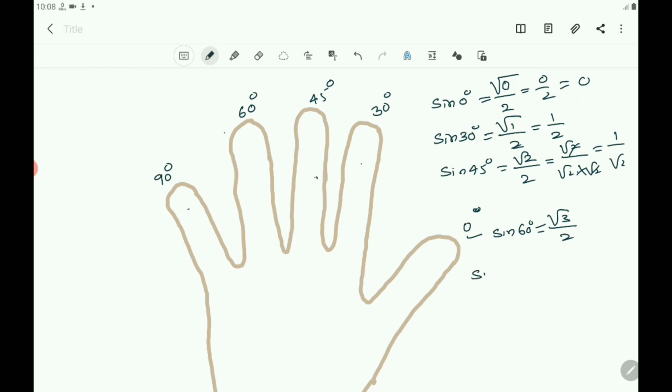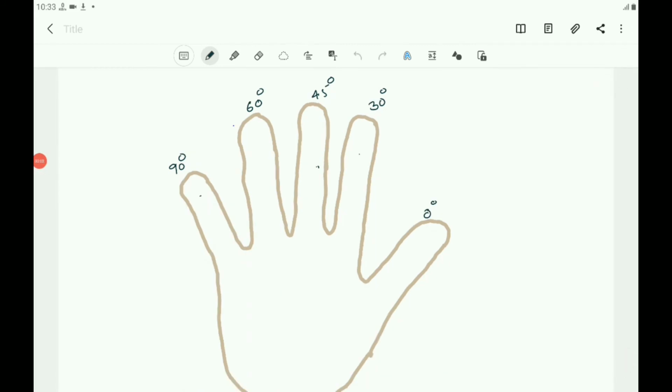Next you take sine 90 degree. 1, 2, 3, 4 fingers are there. So you take root 4 by 2, that equals root 4 is 2, 2 by 2 equals 1. So you got that sine 90 is 1. In this way, here you can have the idea about the sine 0, sine 30 degree, sine 45 degree, sine 60 degree, sine 90 degree. And by using your hand, you can find the values of the sine of all these angles.